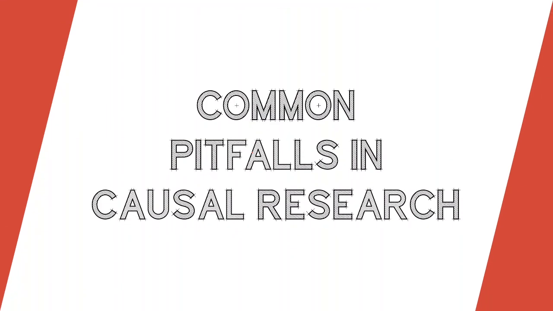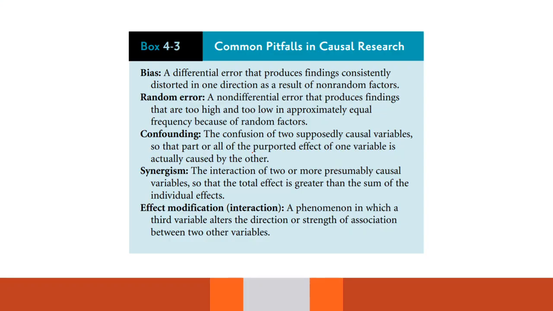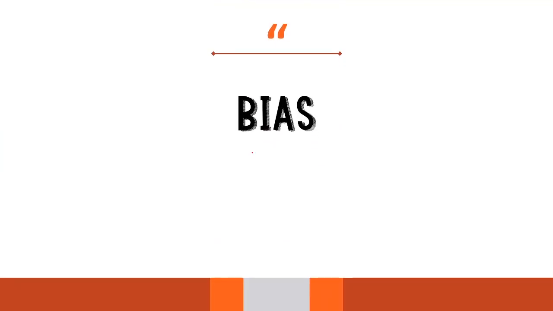So now we go to the common pitfalls in causal research. These are actually the common pitfalls in causal research. We have five: bias, random error, confounding, synergism, and effect modification, which is also known as interaction. Now, as you can see in this box, we have definitions, but I will not go through them one by one, since along the way I will discuss and define them further. So, let us proceed, starting with bias.